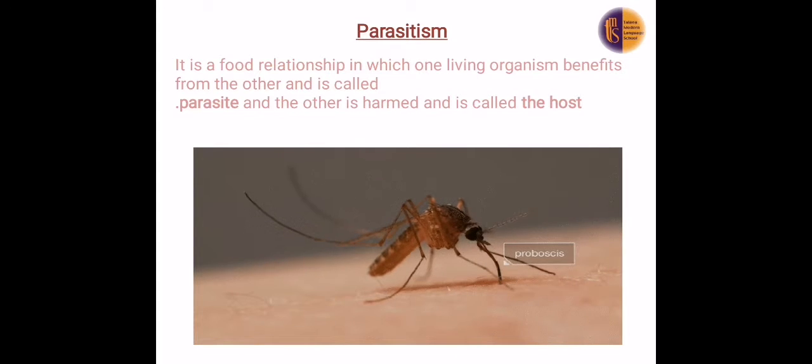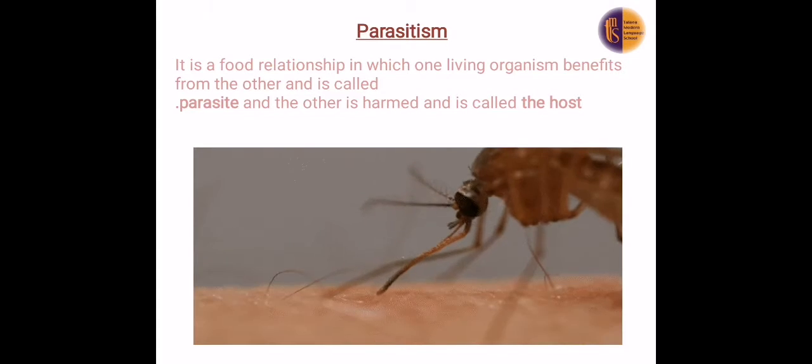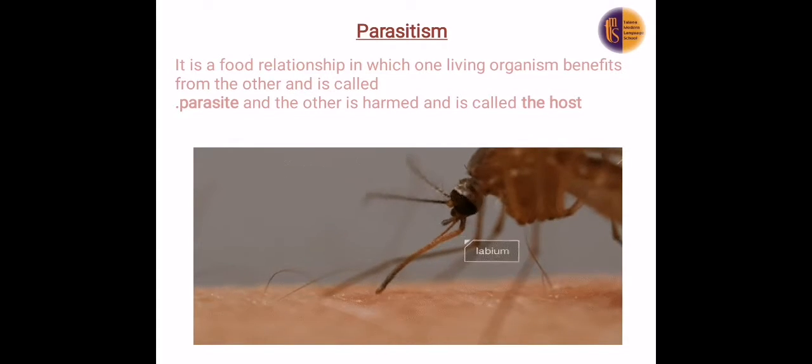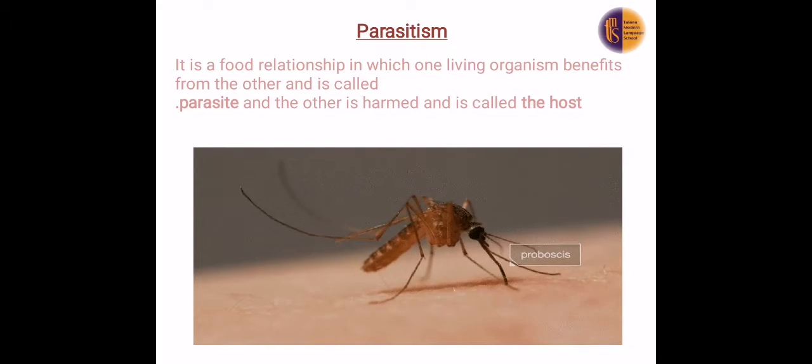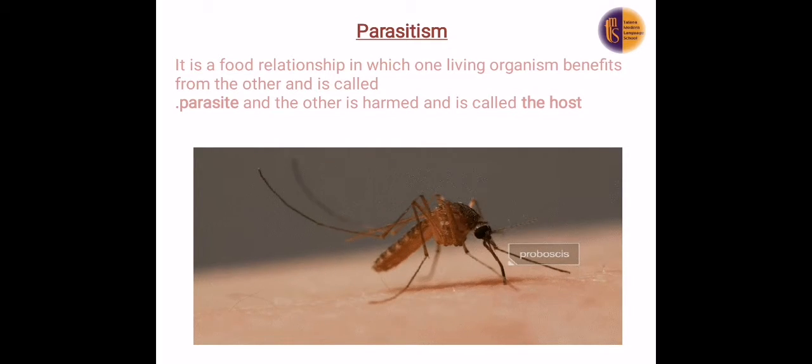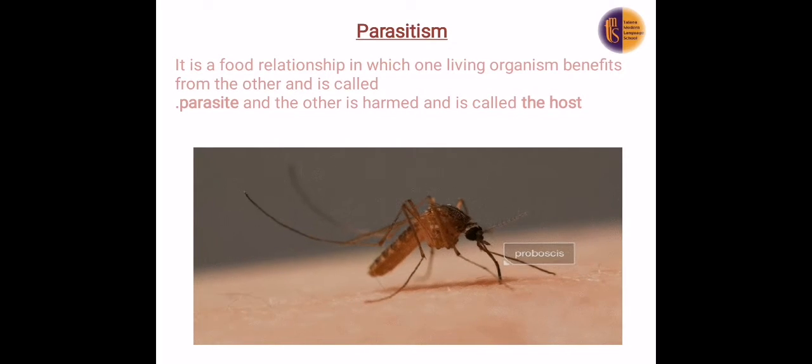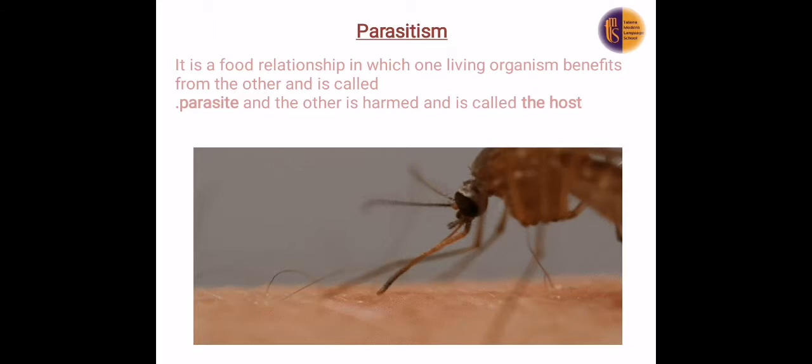Like what? Like here we can see a mosquito and a man. Man is the living organism that is harmed and is called the host, and the mosquito is the one that gets benefit and is called the parasite. We have types of parasitism.